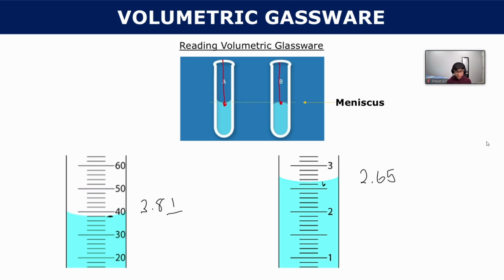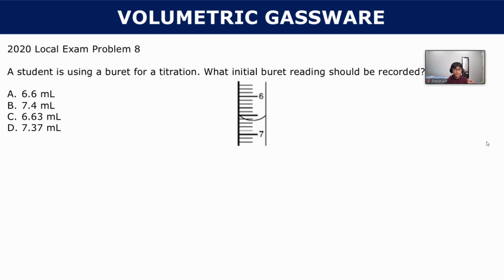What you're not allowed to do is write another digit, like I think that looks like 2.652. You are not allowed to make another digit. You can only make one digit past what you're certain about. So let's get some practice reading them in actual problems.